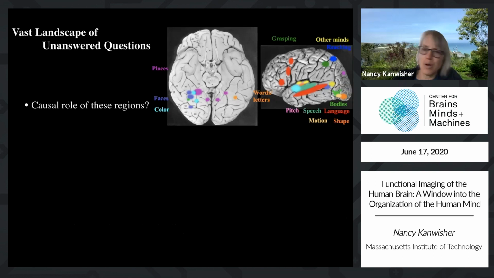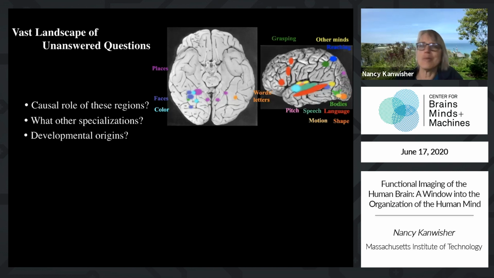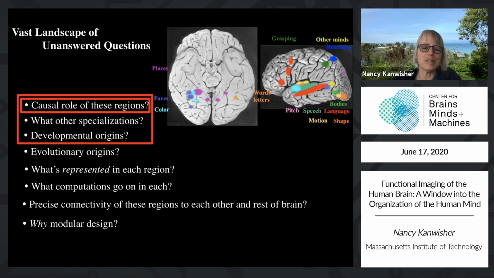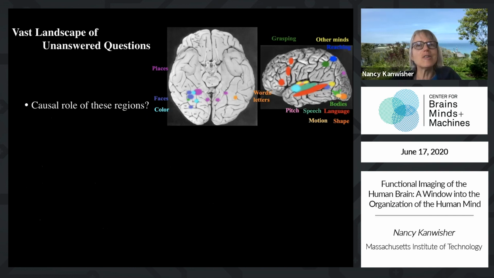What is the causal role of these regions in behavior? What other specializations might exist in the brain? How do these things get wired up in development? There's a million other questions, but I'm going to focus on these three, starting with the first. I probably won't get through all three, but we'll just do what we do. So what do I mean by a causal role?